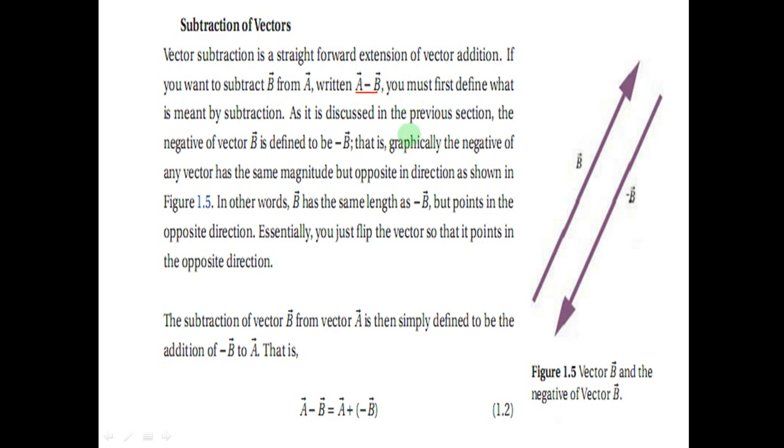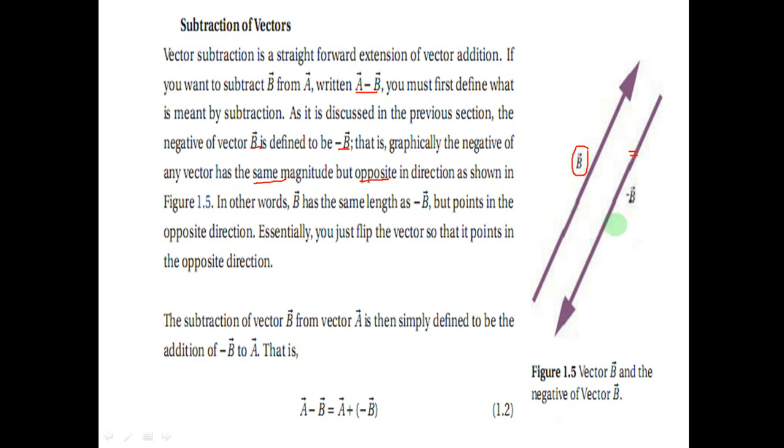As is discussed in the previous section, the negative of vector B is defined by minus B vector. So graphically, the negative of a vector has, as you know, the same magnitude but opposite direction. So you can consider here vector B. Vector B has the same magnitude as this vector, but their direction is opposite.